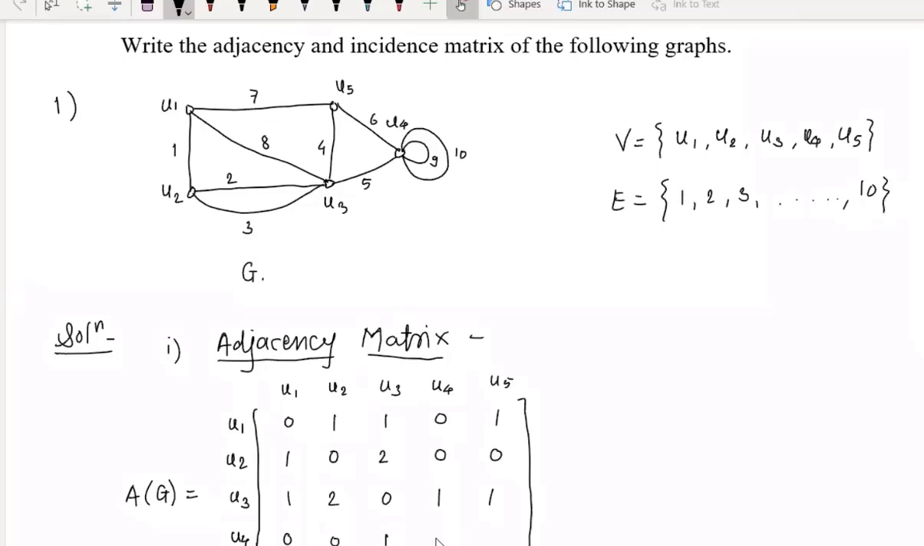Then U4 to U4. What is the entry of U4 to U4 now? It is 2. We have to write the number of edges. So 2 self loops are there. So it is 2. And U4 to U5, how many edges are there? 1. So same we'll copy here. And then U5 to U5, 0. So that is your adjacency matrix. Clear?